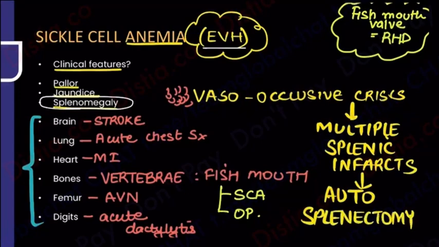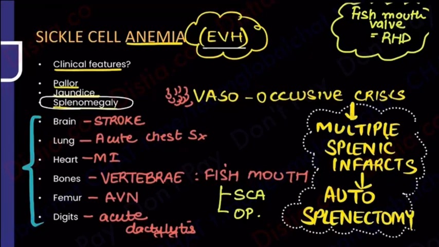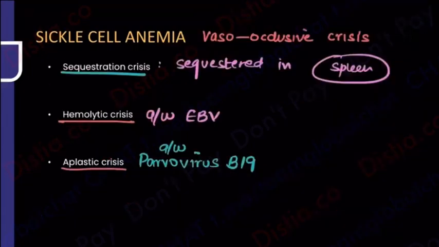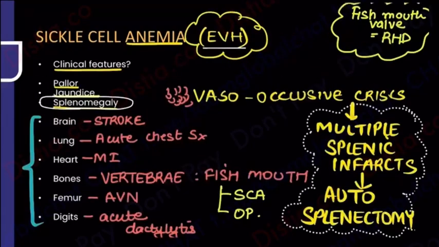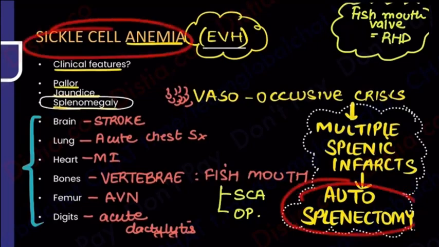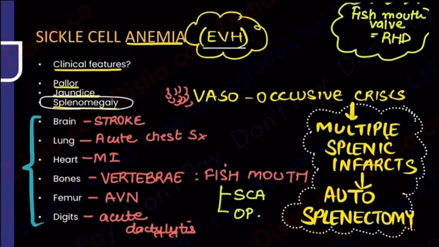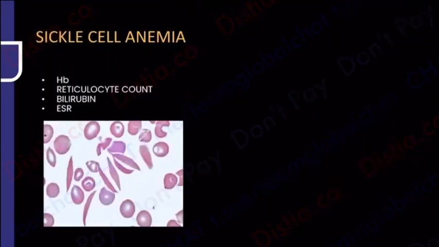This is something I want all of you to give extra attention to: once sequestration crisis occurs and the cells sit in the spleen, it is gradually going to shrink in size. Initially there is splenomegaly because the spleen is doing more work, but once these red blood cells become clogged and occlusive, they result in autosplenectomy. Very, very famous question: autosplenectomy is seen in sickle cell anemia. Clinical features done. I hope everyone's confident. We can move on to the diagnostic part of it.